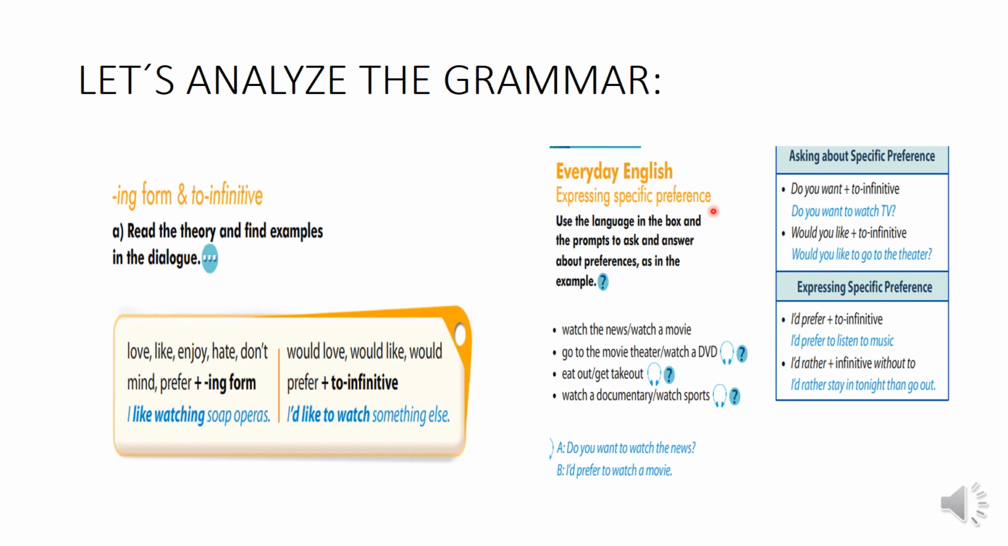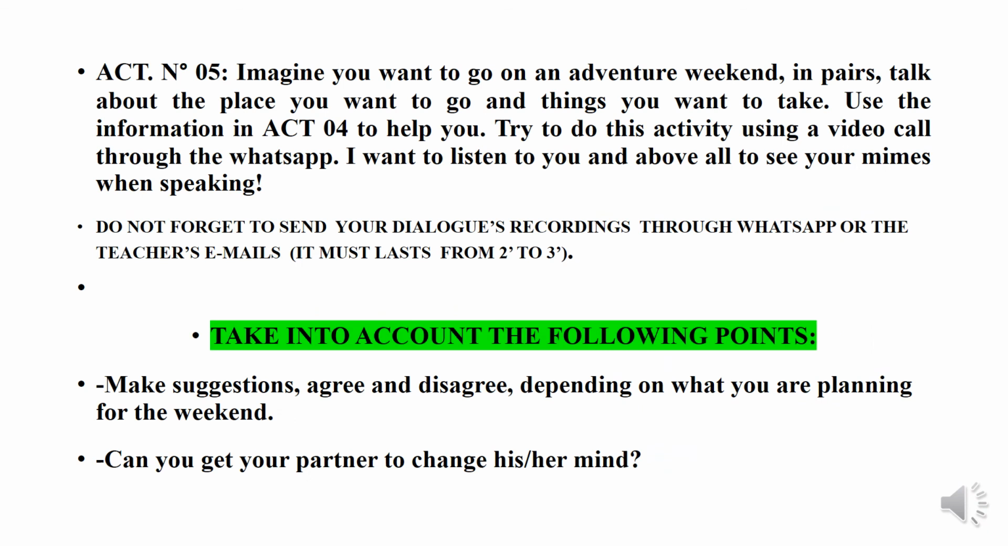On the other side, you have expressions to ask about a specific preference or to express a specific preference. Okay, so you have to analyze this. You have direct questions. For example, do you want to watch TV, or would you like to go to the theater? For expressing a specific preference, you have, I prefer to listen to music, or I'd rather stay in tonight than go out. Okay, so I consider this part is where you're going to apply what was explained in the previous activity, activity number 4.